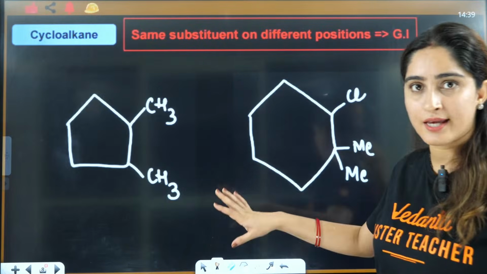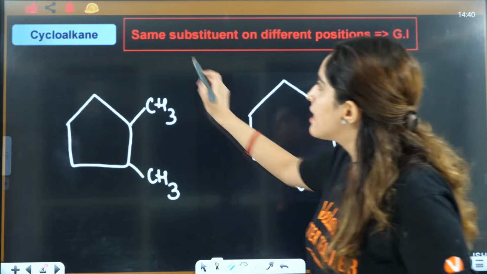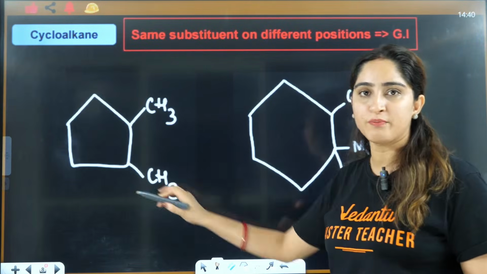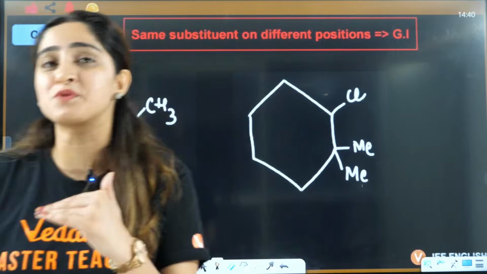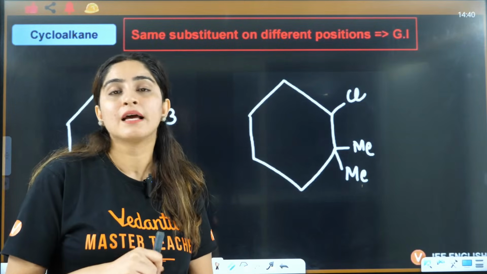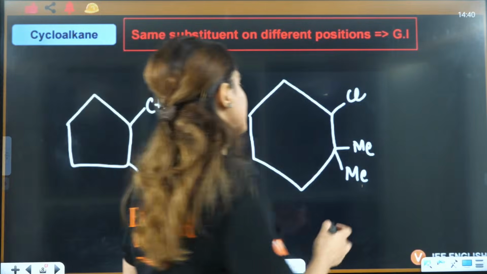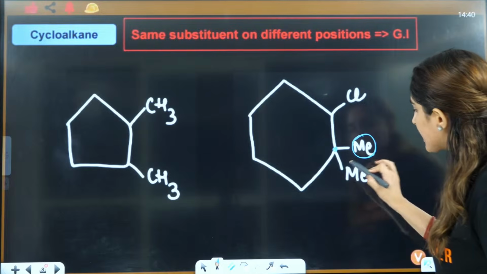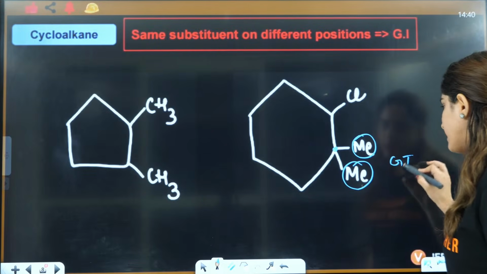But in this case, the trick is same substituent on different positions. If we have same substituent on the same position, then GI will not exist. For example, here you have two same substituents on the same position, so GI will not exist in this case, right?